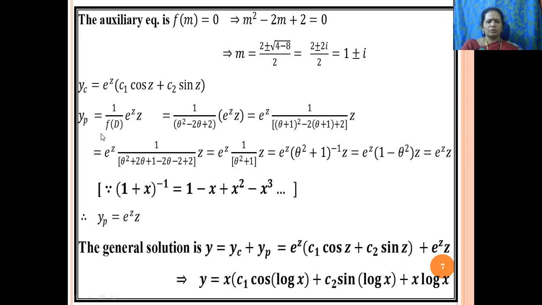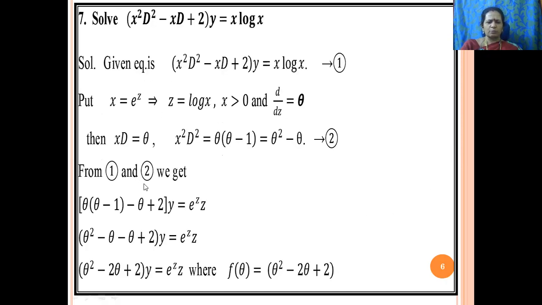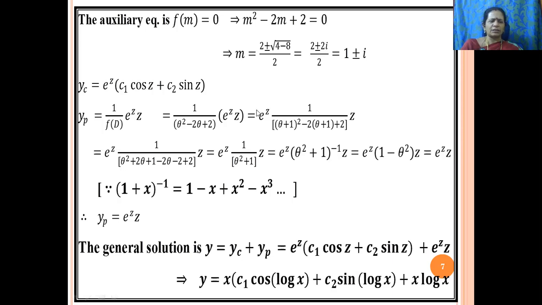Okay. Now coming to the yp, particular integral: 1 by f of D into Q. So what is the Q here? What we got is e power z into z. Okay. So the same thing we have taken here, e power z into z. Right, simplified. So 1 by f of D. So what is f of D? D square minus 2D plus 2. Right. So here, this is in the form of the product of two functions, e power z into z.